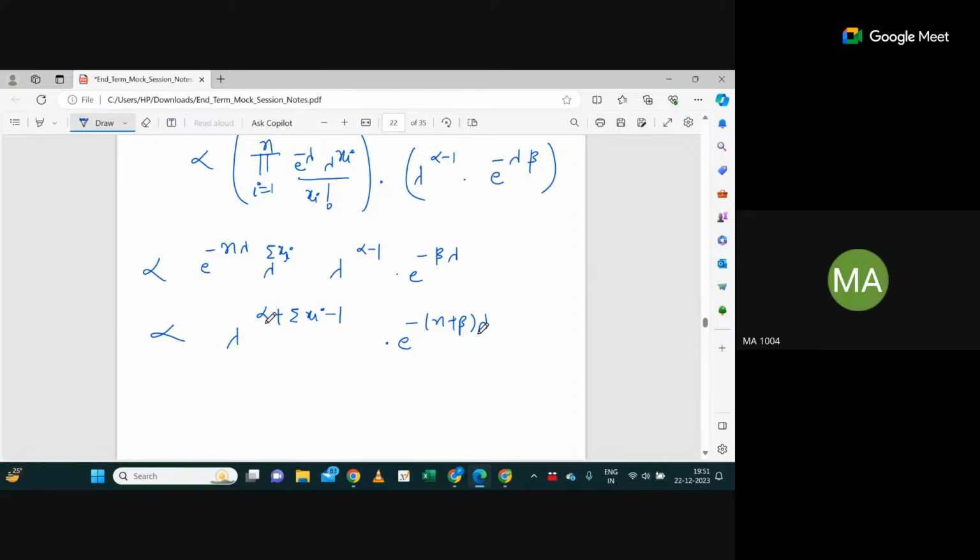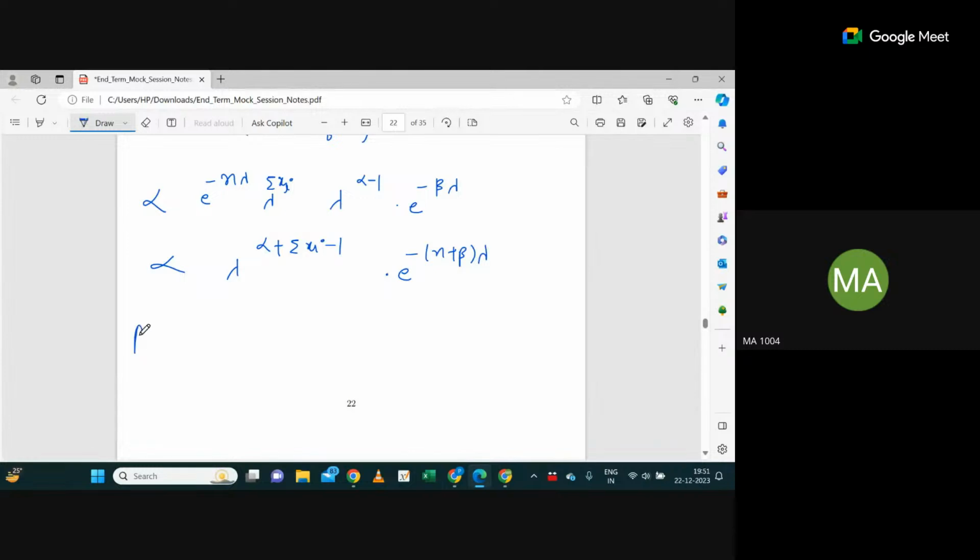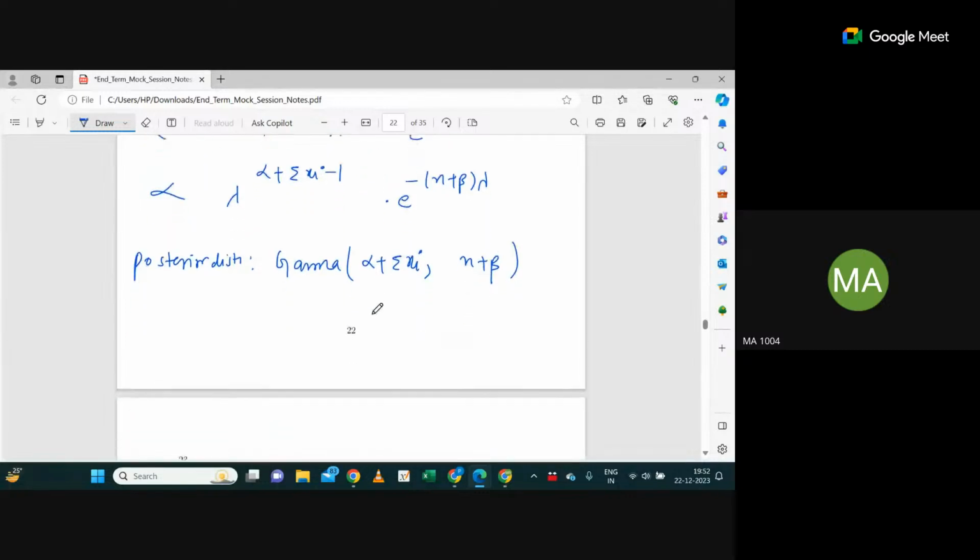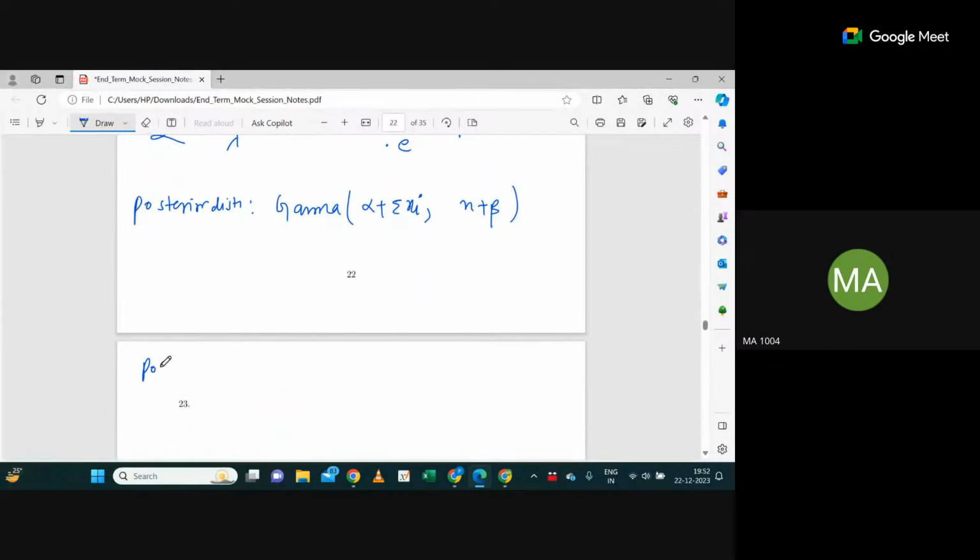So what kind of distribution is this? This is again a Gamma. So the posterior distribution is again a gamma. What are the parameters? Alpha plus summation of xi, and n plus beta. So far so good? Any doubt? What will the posterior mean be?